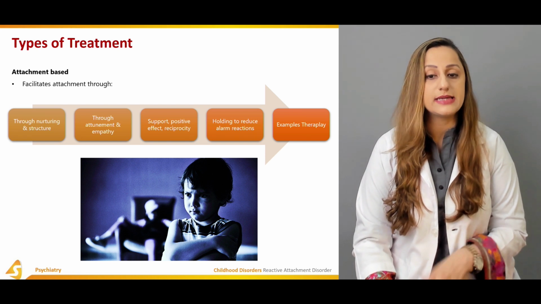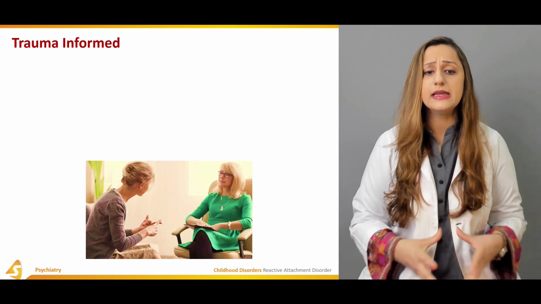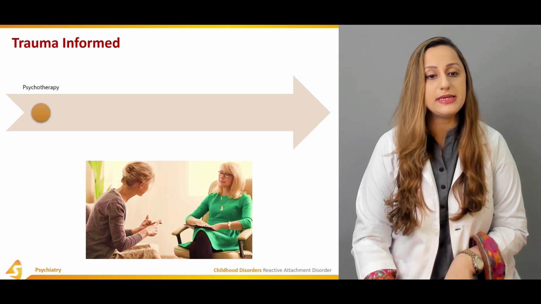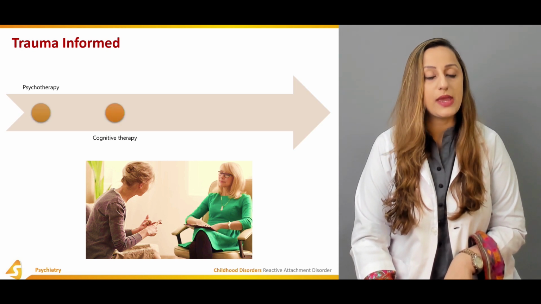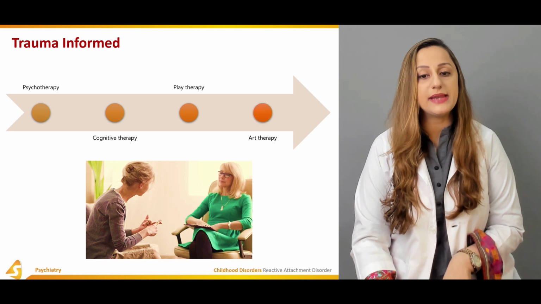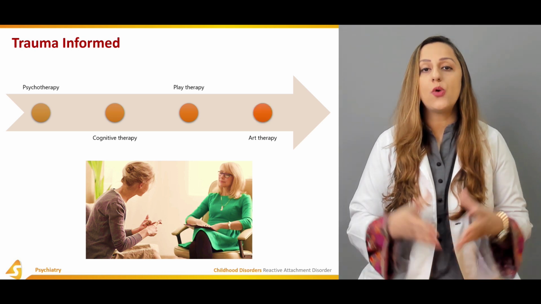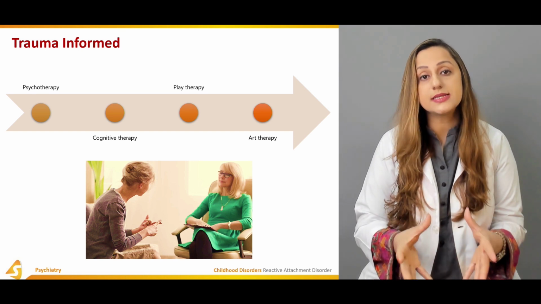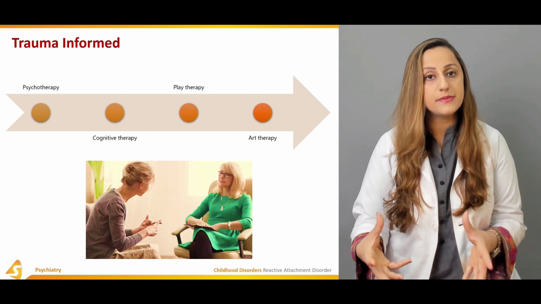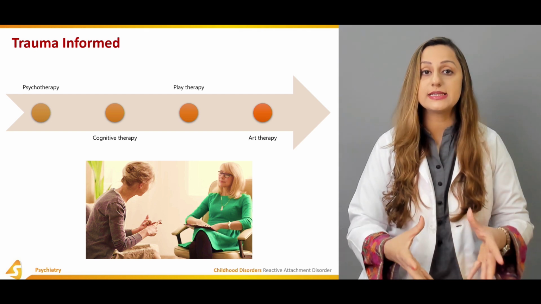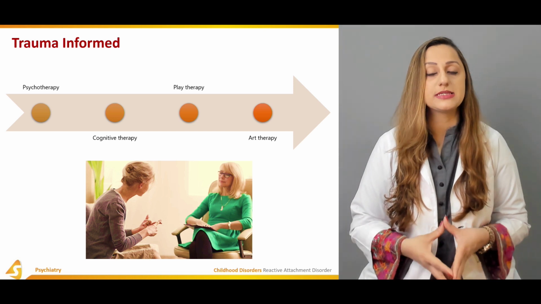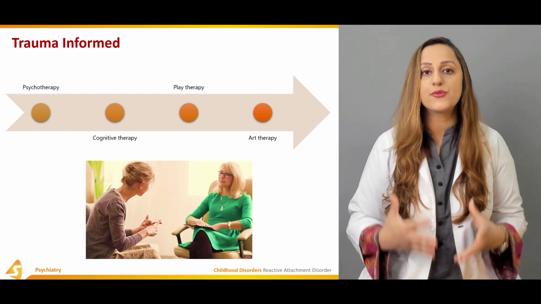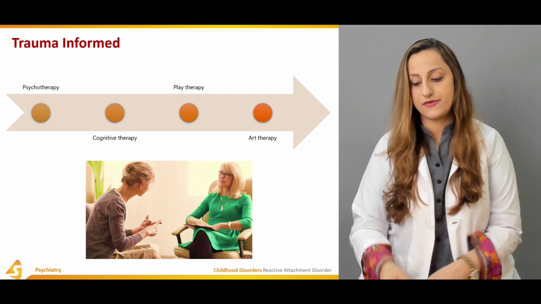It has its own significance here. Then we have the trauma-informed treatments, or trauma-informed therapies, in which we have psychotherapies, cognitive behavioral therapies, play therapy, and art therapy. All of these therapies lead to catharsis in the child, making him express his feelings through play or through art, which is very important here. The cognitive or thinking process of the child is also very important.